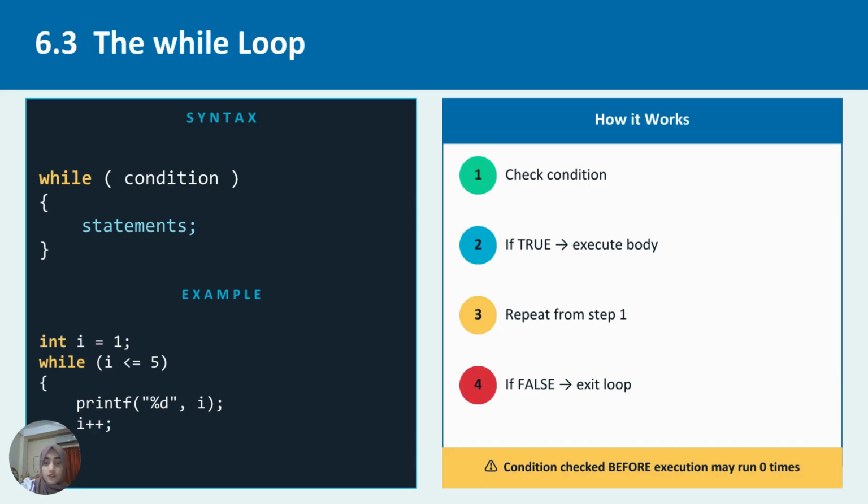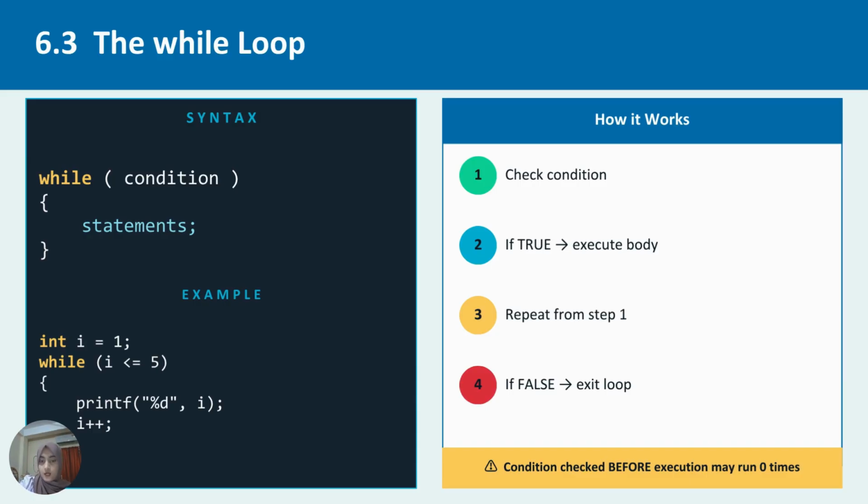Look at this example. We initialize i equal to 1, and the while loop checks if i is less than or equal to 5. If yes, it prints i, then increments i by 1. This continues until i becomes 6, and then the loop stops. So the output will be 1, 2, 3, 4, and 5. One very important thing to remember: in a while loop, the condition is checked before the body executes. So if the condition is false from the beginning, the loop body may never run at all.